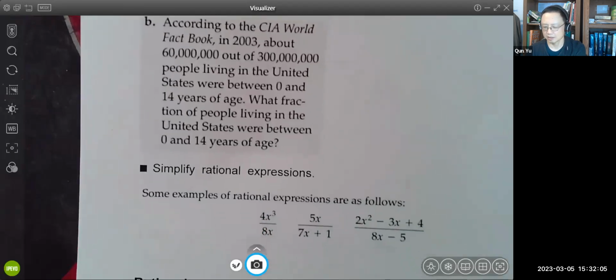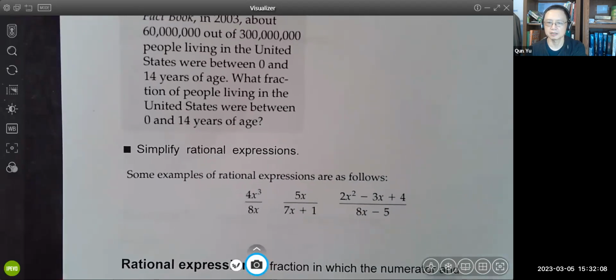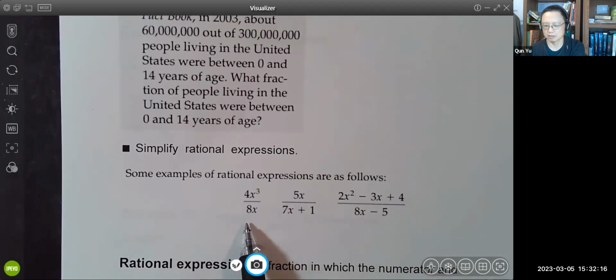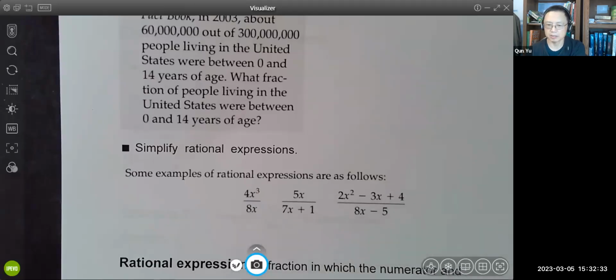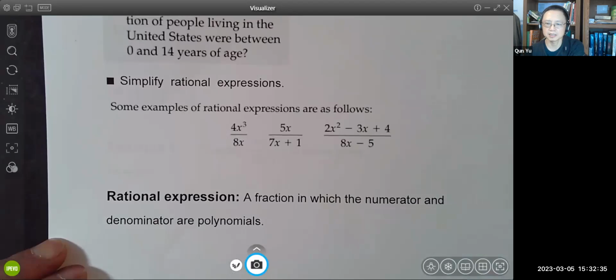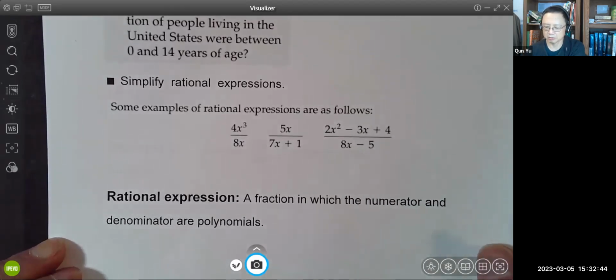Okay. Now let's look at our next objective. We want to simplify rational expressions. So here are some of those rational expressions. You see, they have polynomials. In general, monomial, binomial, they belong to polynomial. That's why we generally say you have polynomials on either side or both sides, and then we call it a rational expression. So this is the formal definition: a fraction in which the numerator and denominator are polynomials. So these are called rational expressions.